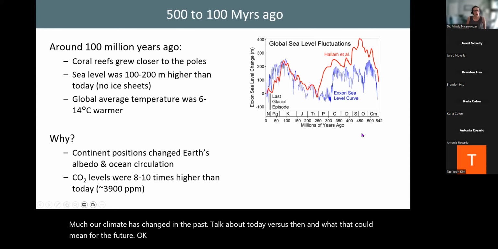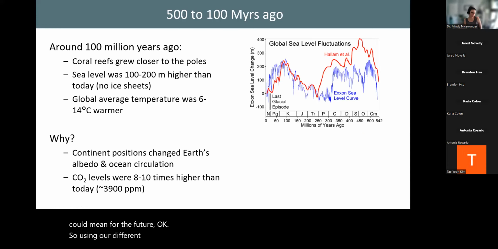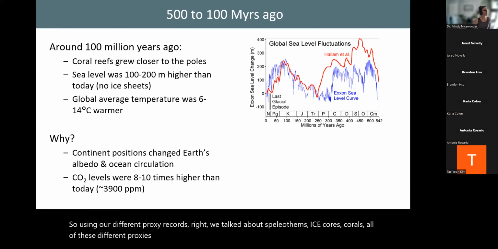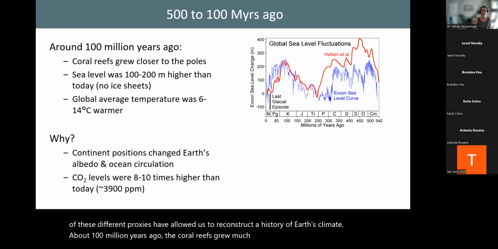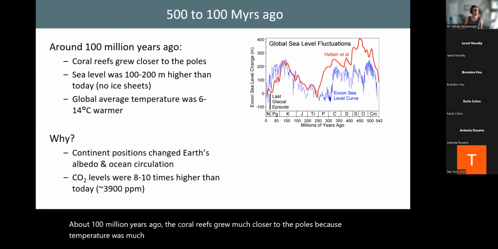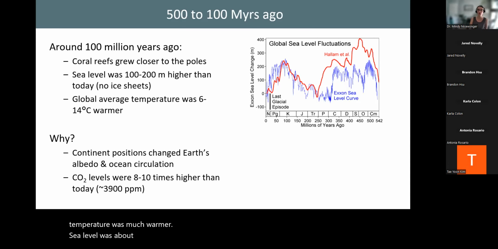Okay, so using our different proxy records, right? We talked about speleothems, ice cores, corals, all of these different proxies have allowed us to reconstruct a history of Earth's climate. About 100 million years ago, the coral reefs grew much closer to the poles because temperature was much warmer. Sea level was about 100 to 200 meters, so that's like 600 feet higher than it is today. There were no ice sheets on our planet.